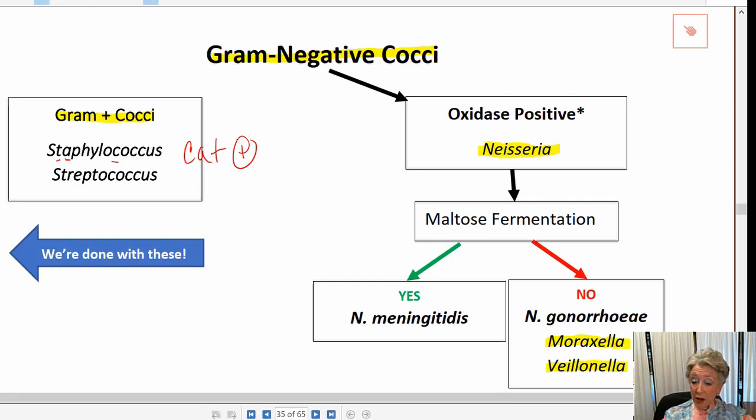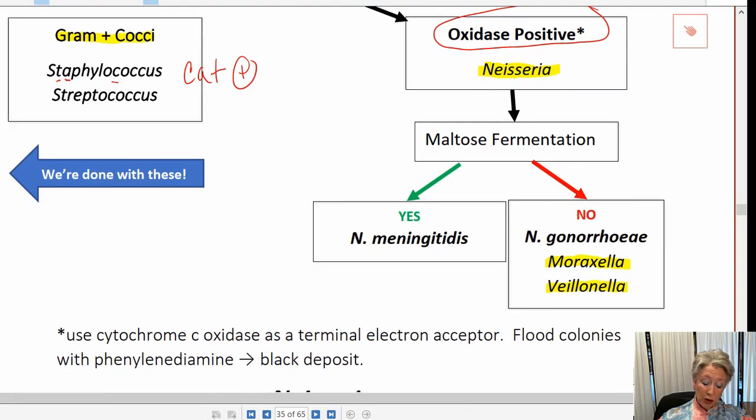Now, as I move into the gram-negatives, the most important test for you to know is the oxidase test, because what this tests for is the presence of cytochrome C oxidase. And realize for organisms who have that enzyme, they use it as their terminal electron acceptor. And so if I take colonies and flood them with phenylenediamine and get the result of a black deposit forming, then I know my organisms are oxidase positive. And if I do not get that black pigment, I know that they are oxidase negative.